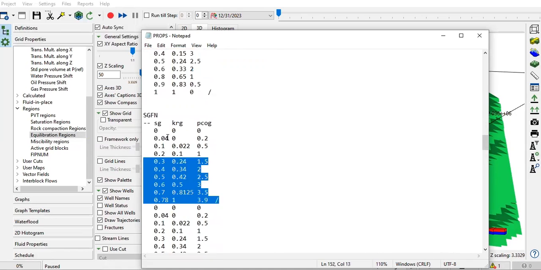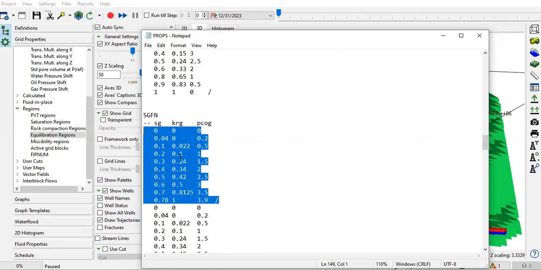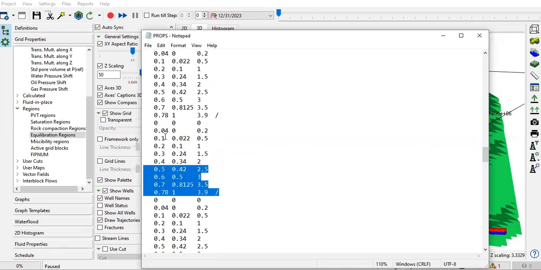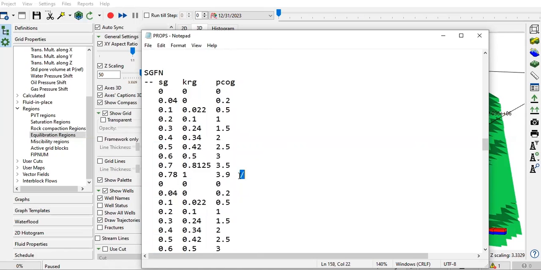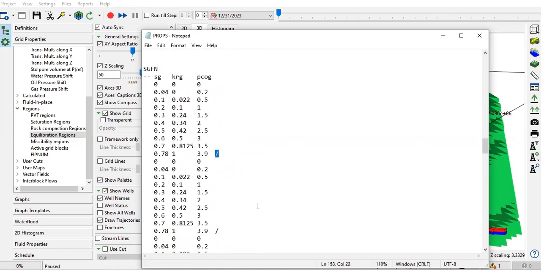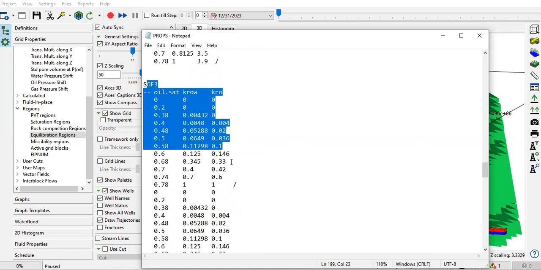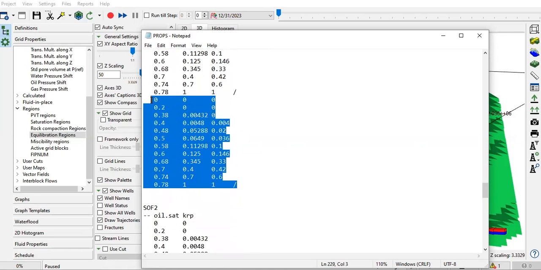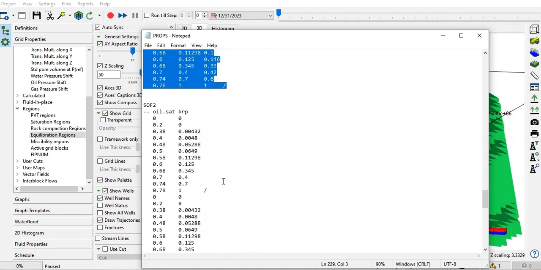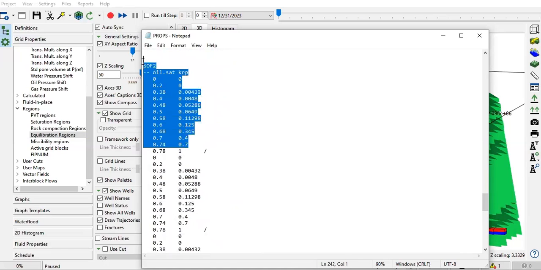And this is for the gas saturation, and then relative permeability of gas, and then capillary pressure for oil gas system. Region 2, region 3, region 4. Data for each region will be closed with this slash. And then this one for the oil. 1, 2, 3, and 4. Okay, so this one is another relative permeability dataset. We'll check it later.